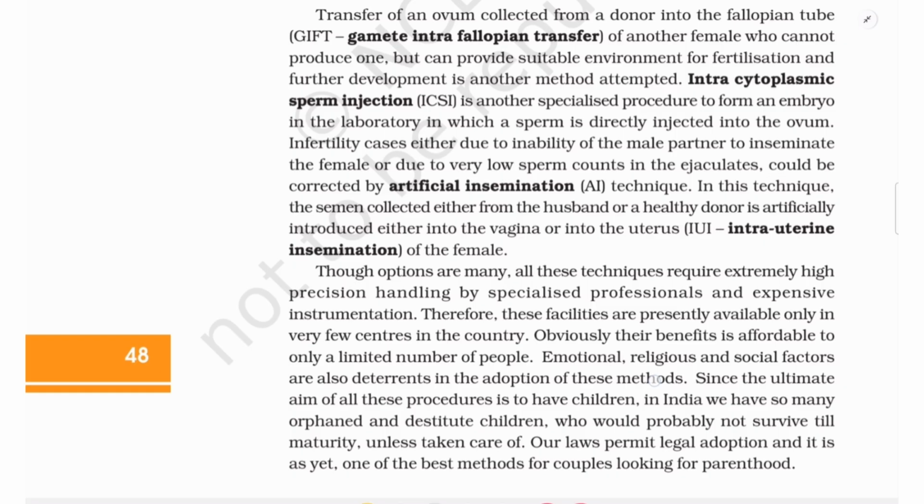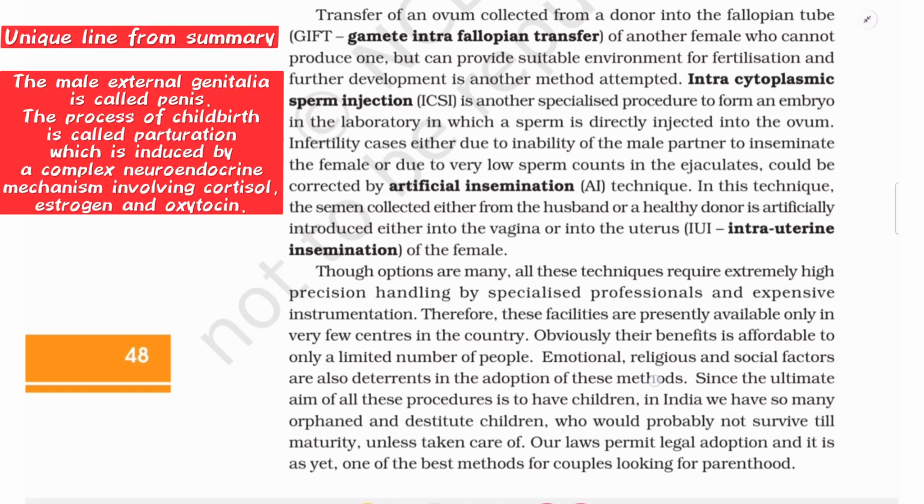Emotional, religious, and social factors are also deterrents in the adoption of these methods. Since the ultimate aim of all these procedures is to have children, in India we have so many orphaned and destitute children who would probably not survive till maturity unless taken care of. Our laws permit legal adoption and it is as yet one of the best methods for couples looking for parenthood.